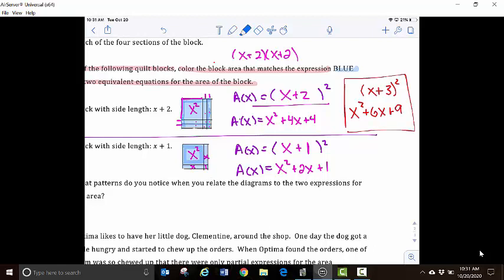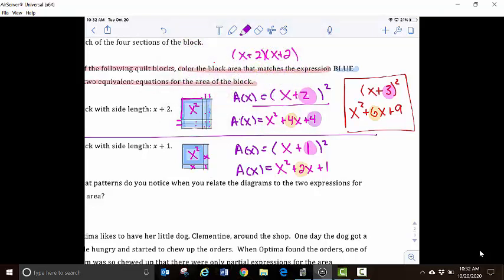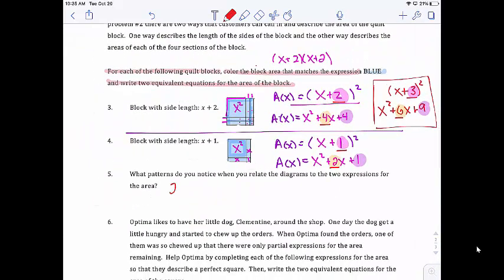How do these relate? How does the pink number on all of these relate to the orange number? And how does the pink number relate to the purple number? So pink is 3, orange is 6. Pink is 2, orange is 4. Pink is 1, orange is 2. How do they relate? Yeah, so 2 times the pink one equals the orange.